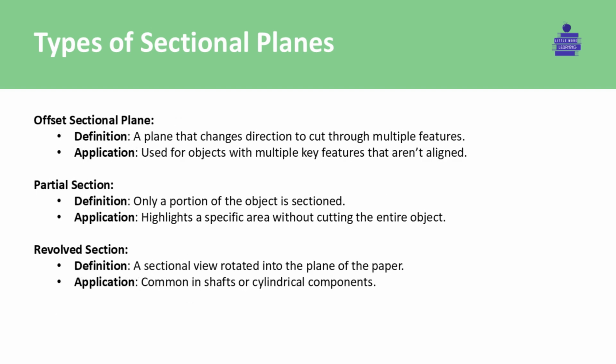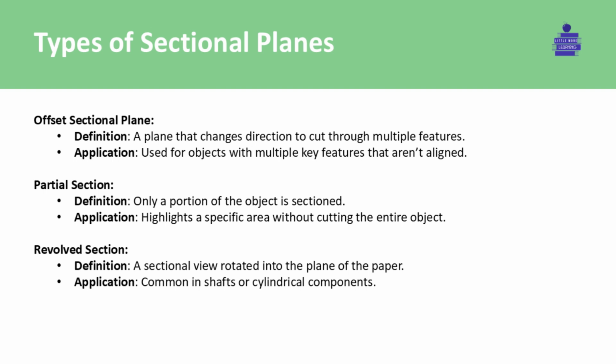Let's explore some more specialized types of sectional planes. First, we have the offset sectional plane. Imagine a cutting path that zigzags through an object to capture multiple important features that aren't in a straight line. It's like following a treasure map that leads you through different parts of the object. Then there's the partial section, where we only cut through a portion of the object. This is particularly useful when we just want to peek inside a specific area without exposing everything.